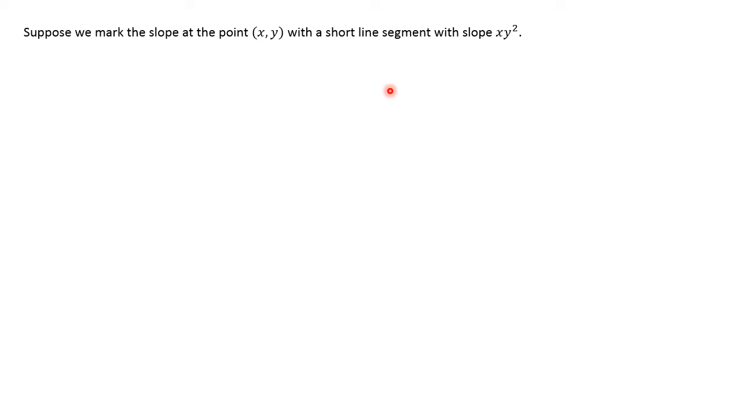Now, suppose we mark the slope at any point in the plane with a short line segment indicating the slope. So I have some code that does this. There are details on my website for how to get this function to work. You actually have to download it from my site because it is not a standard Mathematica function.